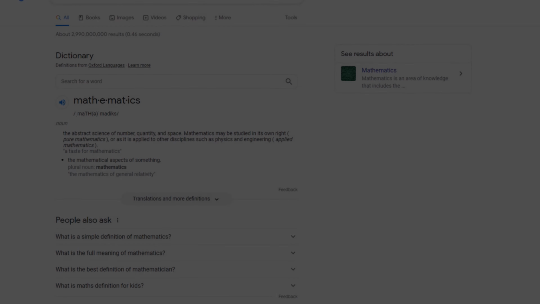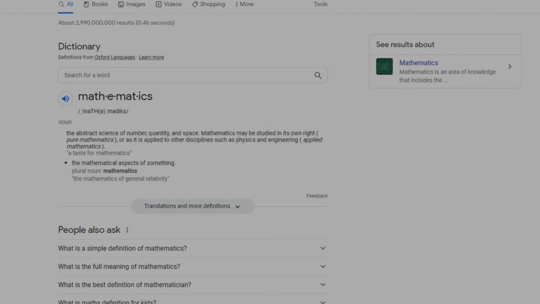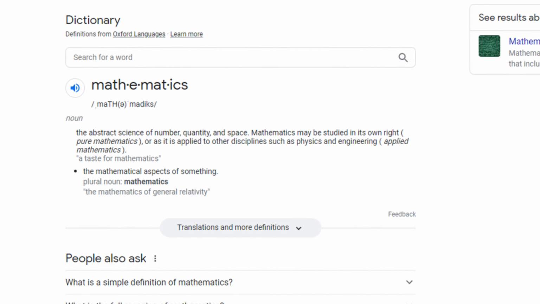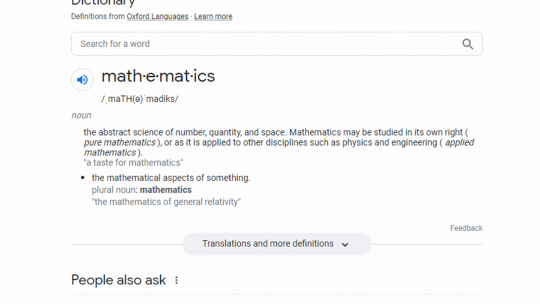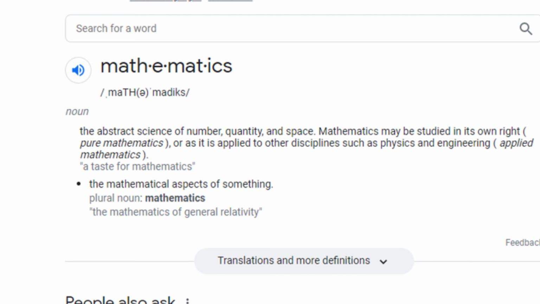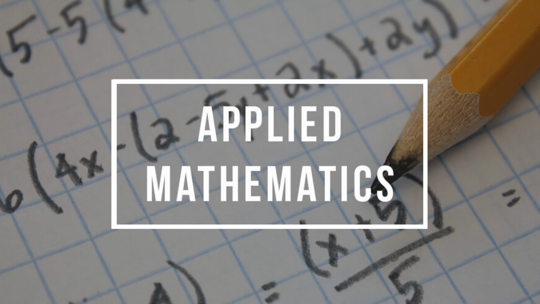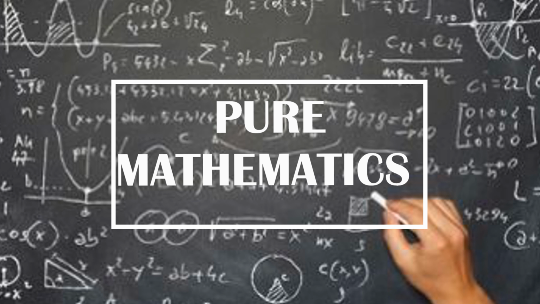To begin, what is math? Math's definition on Google is the abstract science of number, quantity, and space. Mathematics may be studied in its own right, pure mathematics, or as it's applied to other disciplines such as physics and engineering, applied mathematics. Applied mathematics is something every student is interested in when asking the question, when would I ever use this? Pure math is math that has no real application until we apply real-world ideas.